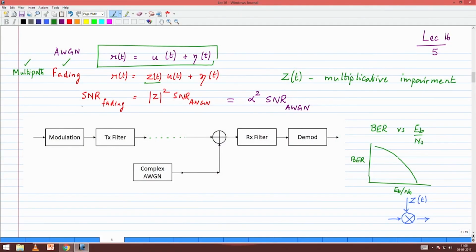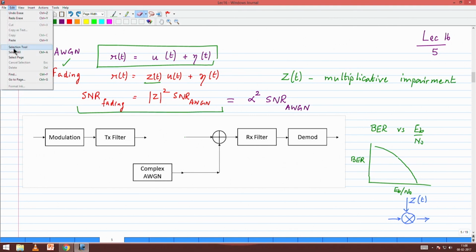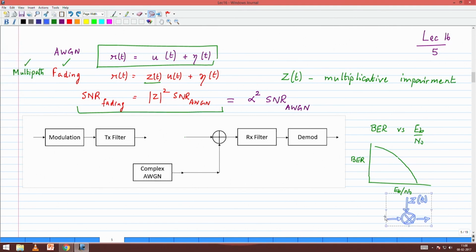So yes, in yesterday's class we said that the resultant SNR in a fading environment is going to be |z|² times the SNR that you would see in an AWGN environment. Okay. So now if I want to introduce the fading into this process, then what I would have to do is introduce the fading, and let me just bring in the fading part.